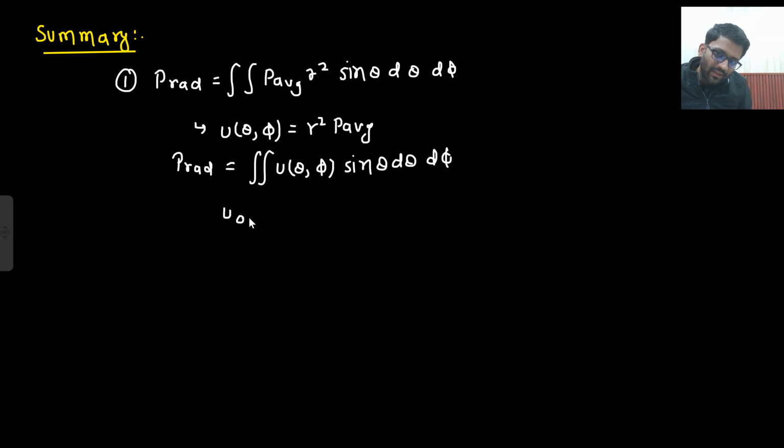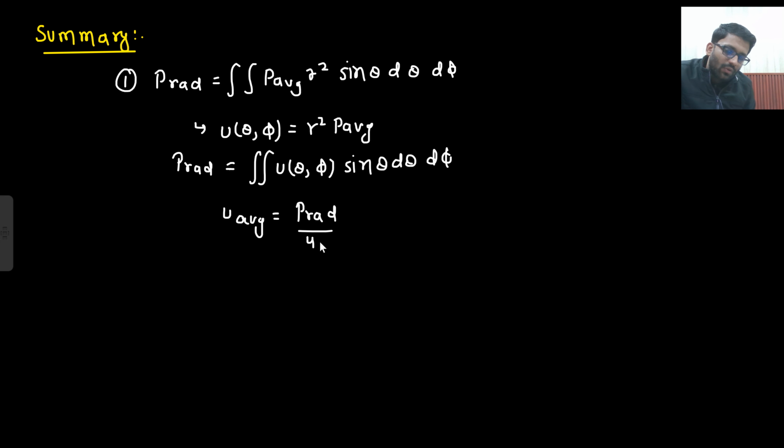One term I defined was u average. In case of u average, what will happen? This will come out, right? U average is defined for any random antenna as well. So for any random antenna, what is the average radiation intensity? That is P radiated upon 4 pi. And how did we derive it?